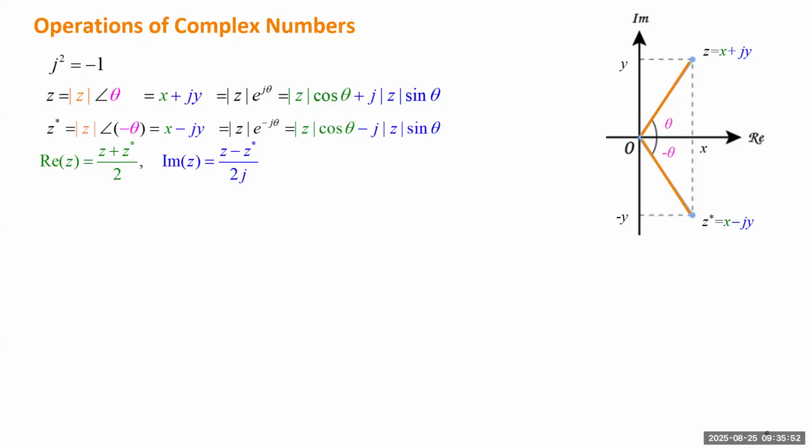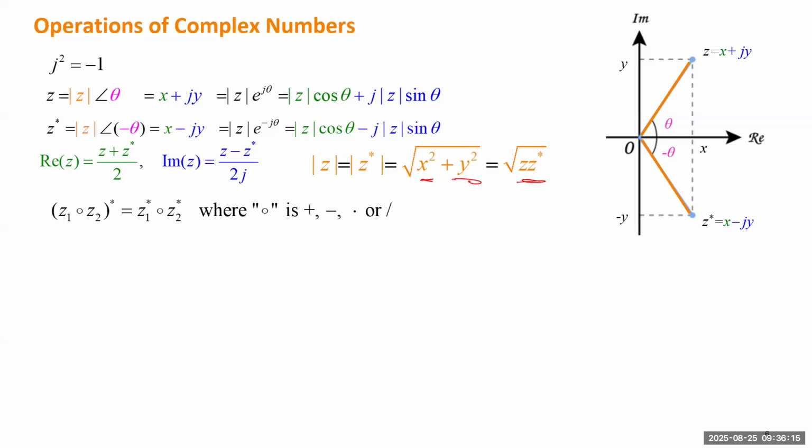So if we know Z and Z star, we can calculate the real value and also the imaginary value. Absolute Z and absolute Z star are the same. Based on the Pythagorean theorem, if you know the real part and imaginary part, or you know Z and Z star, you can calculate the absolute Z. If you want to do any operation, which is one of addition, subtraction, multiplication, or division, you can either do the operation first, then find the conjugated value, or you find the conjugate of each one, then do the operation. That's it.